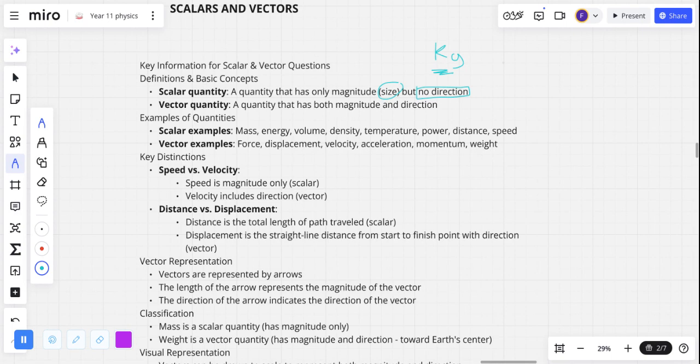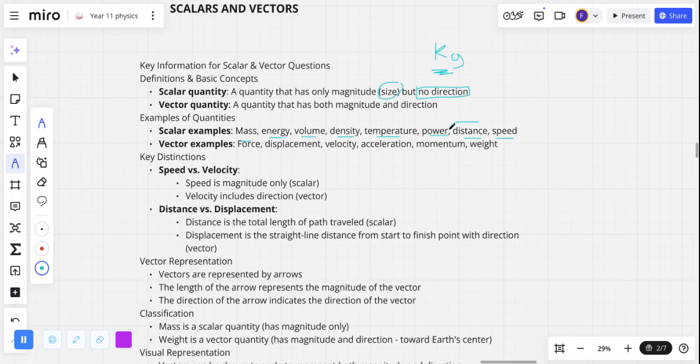Now, the problem with kilograms is, actually, there is no direction. Kilograms is just how much mass, how much stuff you're made of. So these are scalar quantities. And I wanted to go through things that are scalar quantities that we can bring up. Mass, energy, volume. They don't have direction. Density doesn't, temperature doesn't, power doesn't, distance doesn't, and speed doesn't.